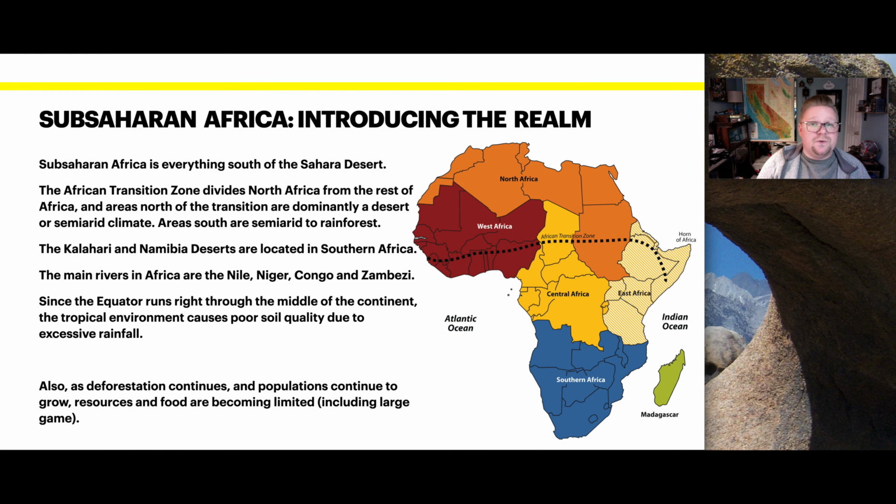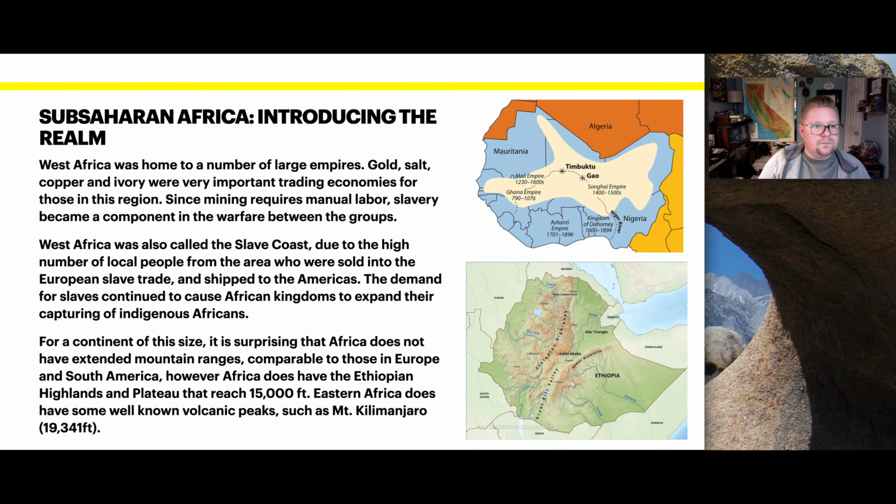So the map to the right will introduce the realms that will be discussed today. We'll be discussing part of West Africa, Central, Southern, and East Africa. Now, while we're introducing the realm, we know that West Africa was home to a number of large empires, as observed in the map in the top right-hand corner.